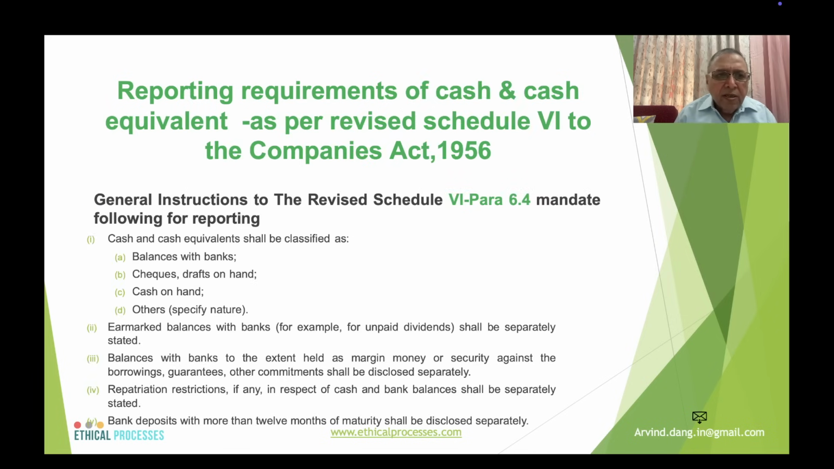Reporting requirements. These are available in the general instruction attached to the revised Schedule 6, para 6.4, and it mandates the following. Cash and cash equivalent shall be classified as per these heads which I have just shared. Earmarked balances with the banks, for example, of unpaid dividends, shall be separately stated. Balance with the banks to the extent held as margin money or security against borrowings, guarantees and other commitments shall be disclosed separately. Repatriation restrictions, if any, in respect of the cash and bank balance shall be separately stated, and bank deposits with more than 12 months of maturity shall be disclosed separately.